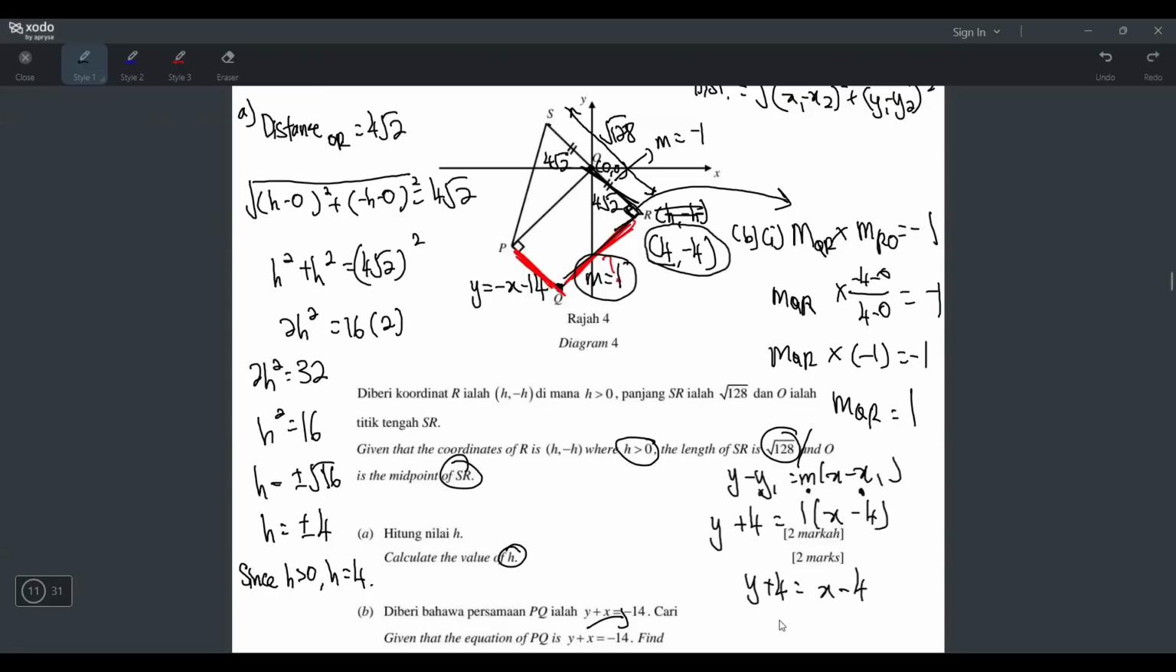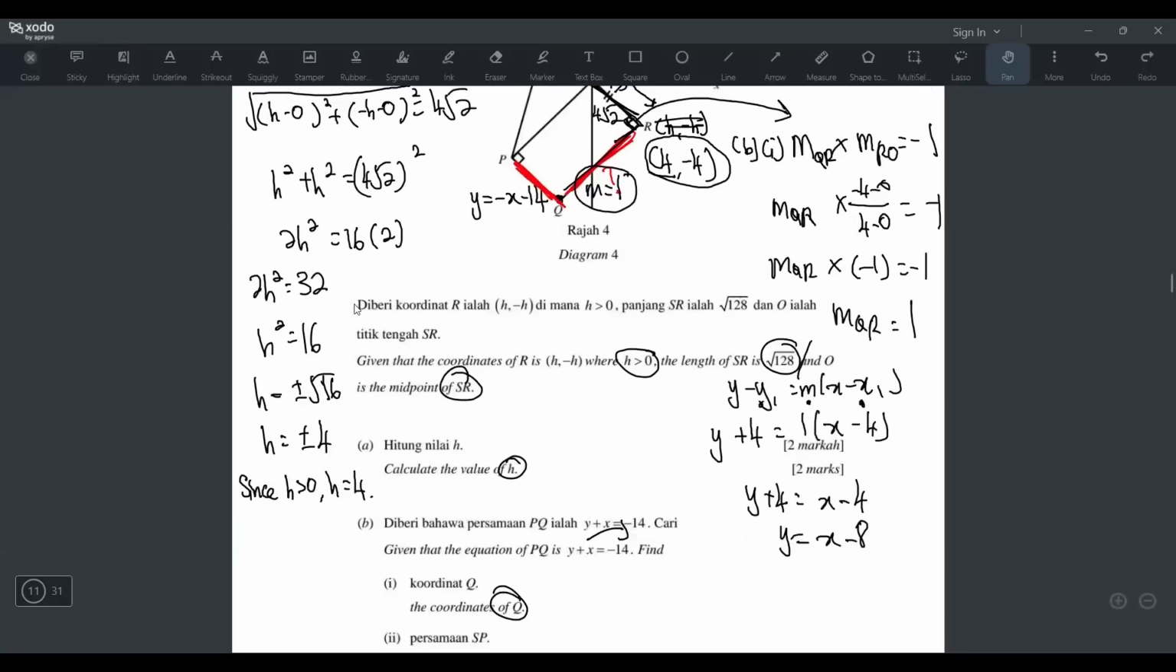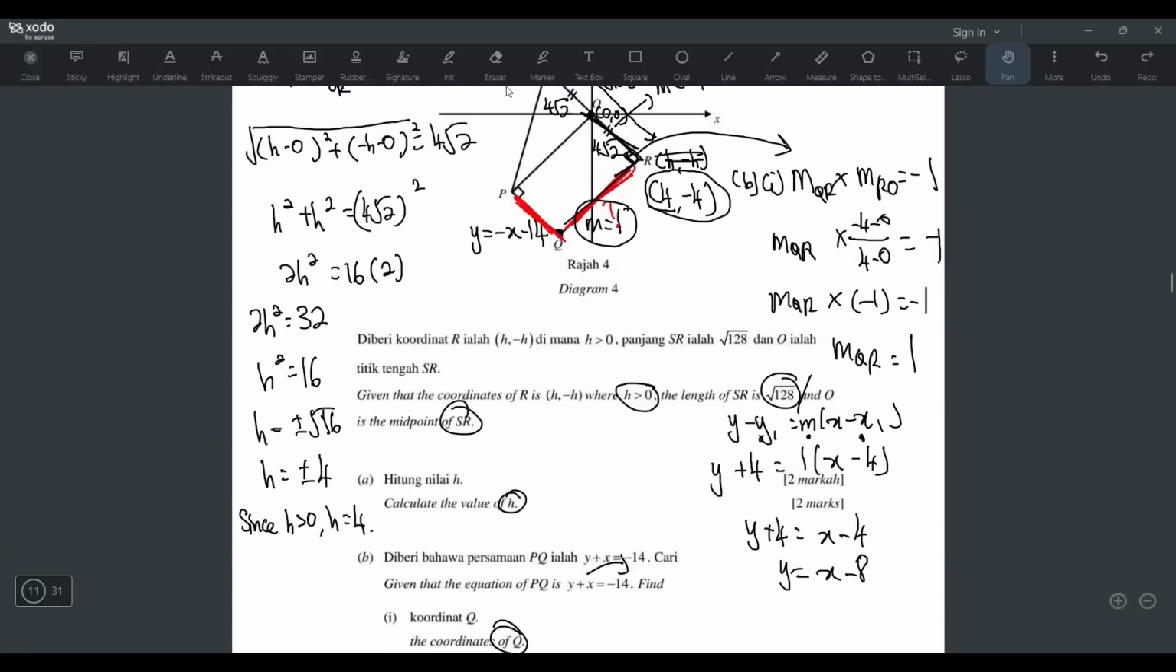When you times 1, nothing happens. So you just end up with this, and then -4 minus 4 is -8, right? But this is still not your answer, because they are asking for point Q. So now you have only finished finding the equation of this line. Let me just write here y equals x minus 8.